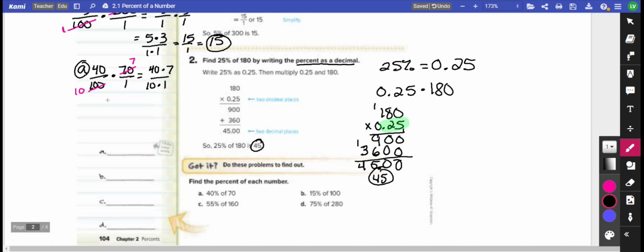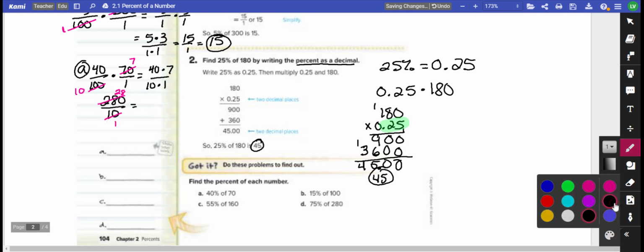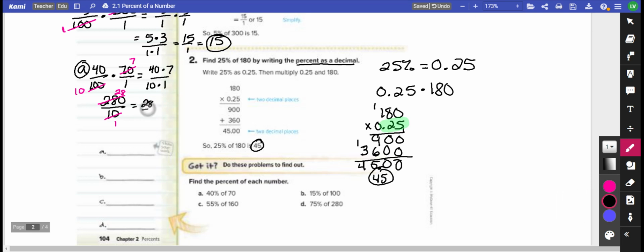40 times 7 is going to be 280 divided by 10 times 1, which is 10. I'm going to divide the numerator and denominator by 10. That leaves me with 28 and 1. So that leaves me with 28 divided by 1, which equals 28. So letter A is 28.